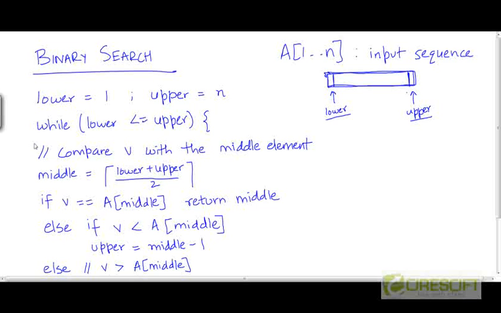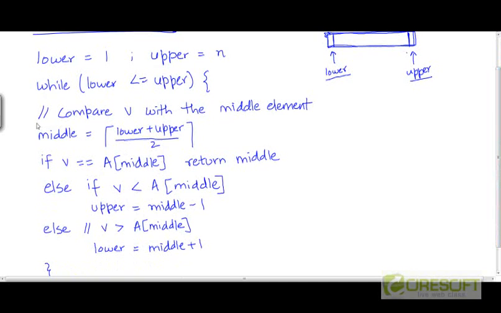Now we are going to enter a loop where we will repeatedly compare v with the middle element of the subarray. So we are going to compute the index of the middle element, which you're going to store in a variable called middle, and the index is going to be given by the average of lower and upper, lower plus upper by 2. And we're going to have the ceiling operator to round up the index in case it happens to be a fraction.